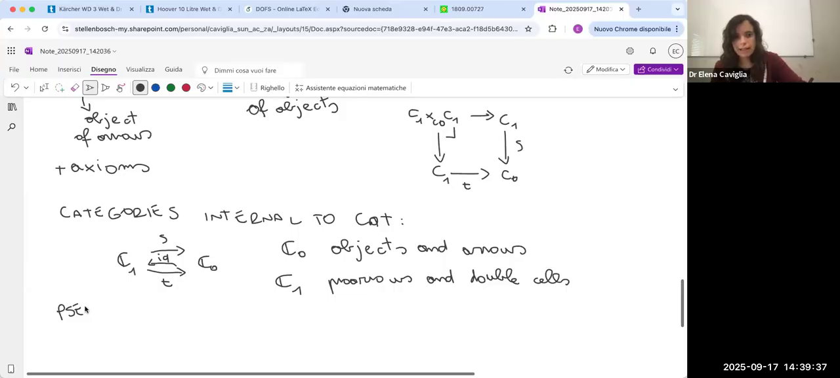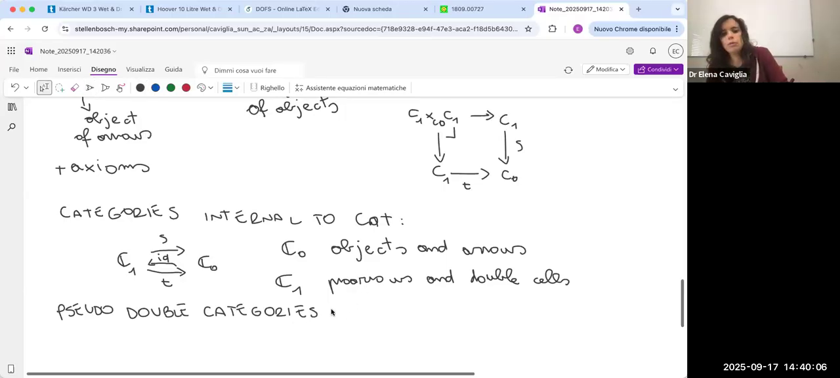So a pseudo-double category is for a double category what a bicategory is for a 2-category. So it's a weakened version that is useful because sometimes in applications you don't have a strict double category, but you still have this pseudo-double category. And these are weakly internal categories in Cat.